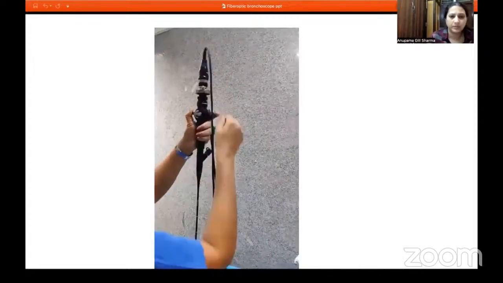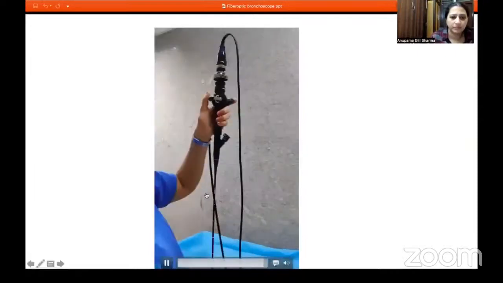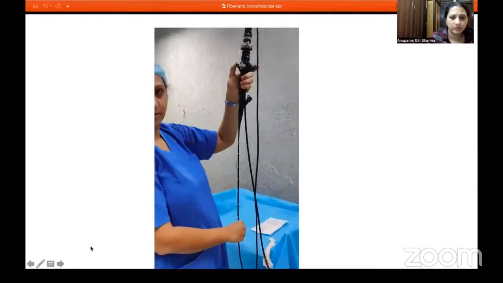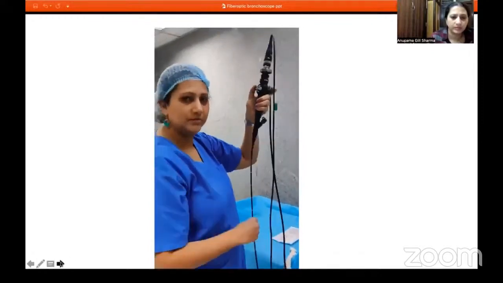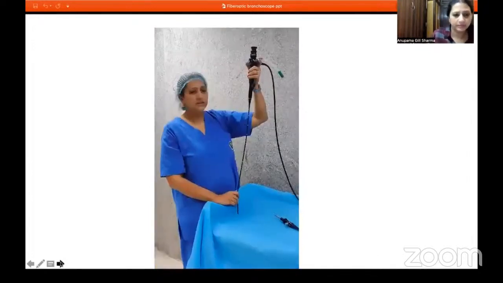So let me know the orientation of this. So this is how we use it. The lever should be on the thumb of the left hand, and you can control the movement of the fiber. Now I'll be showing the video for the fiber optic oral intubation. I will demonstrate.